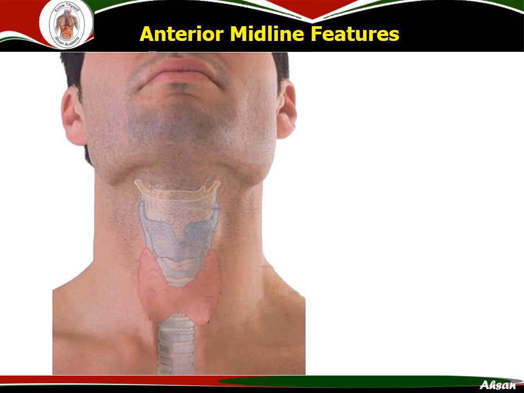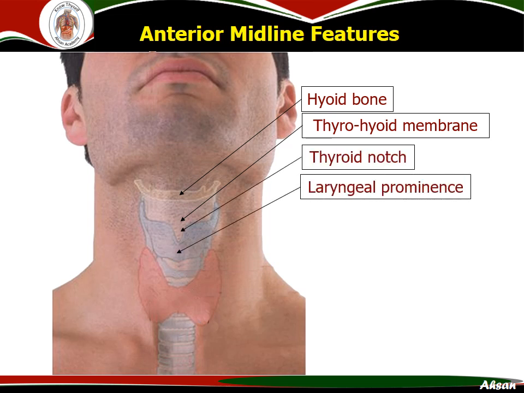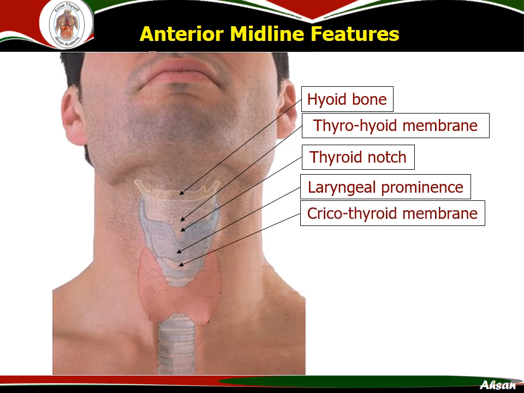Let me show serially the structures in the anterior part of the midline. So this is the uppermost area, contains a bone, that is the hyoid bone. Below the hyoid bone there is a soft membrane. This is known as the thyrohyoid membrane, and this extends into the Adam's apple as the thyroid notch. This thyroid prominence is known as laryngeal prominence, and below that we'll get the cricothyroid membrane, and below that is the cartilaginous ring, the cricoid cartilage.